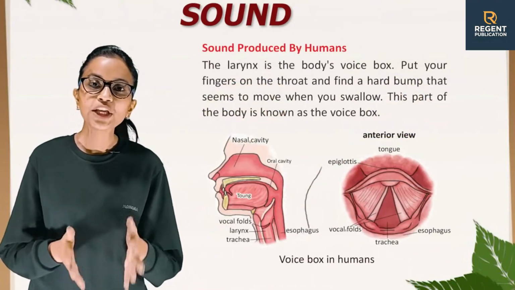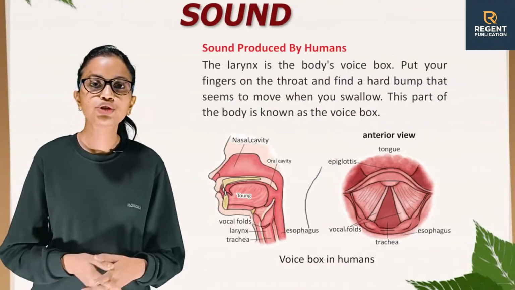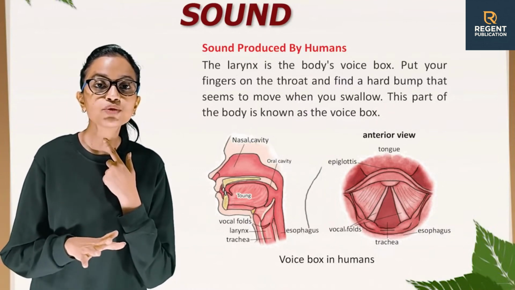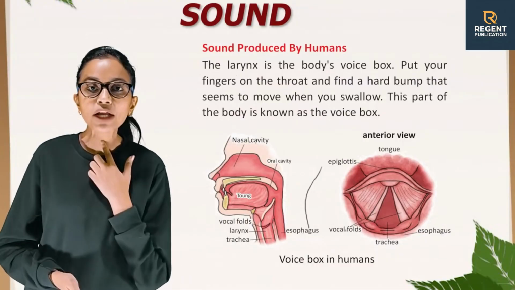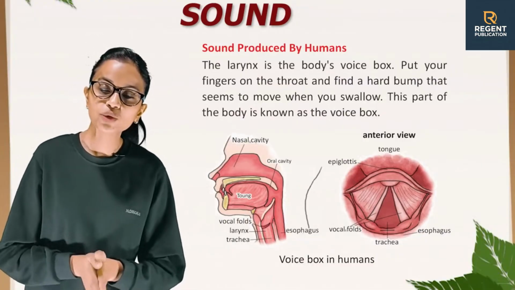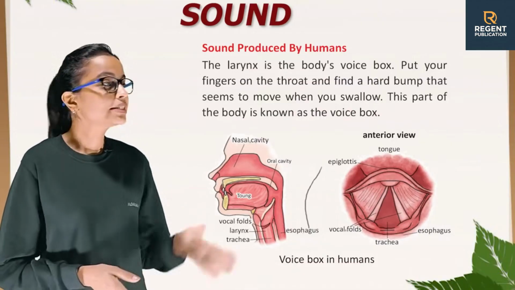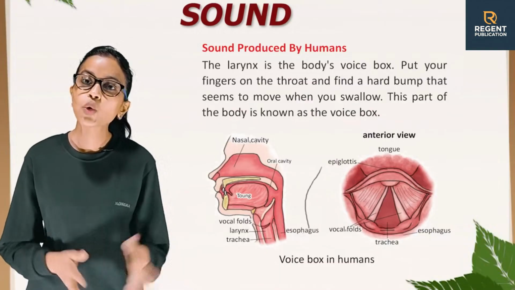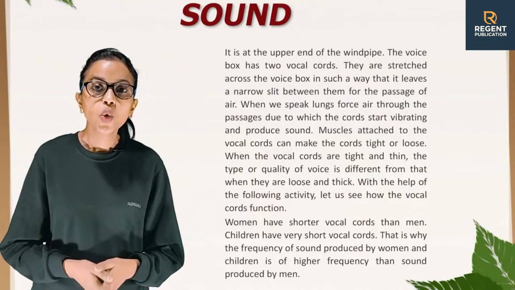Sound produced by humans. The larynx is the body's voice box. Put your finger on the throat and find a hard bump that seems to move when you swallow. This part of the body is known as the voice box. This is the diagram of a voice box in humans. So go through it. It is at the upper end of the windpipe.